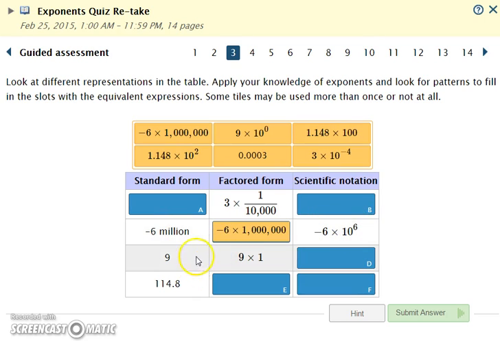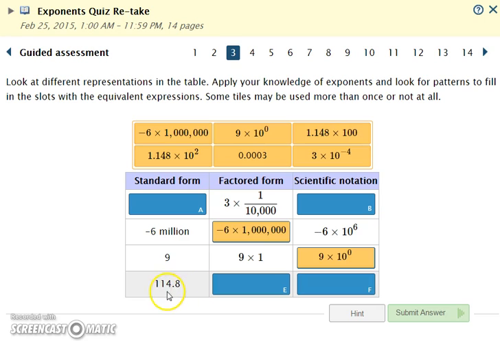The next one, 9, is 9 times 1. And if you don't do anything to the 9, that is, if you don't raise it to any power, it's just times 10, 0 times. So in other words, you left it alone. 9, and you multiply it by 10, no times at all. You left it as 9.